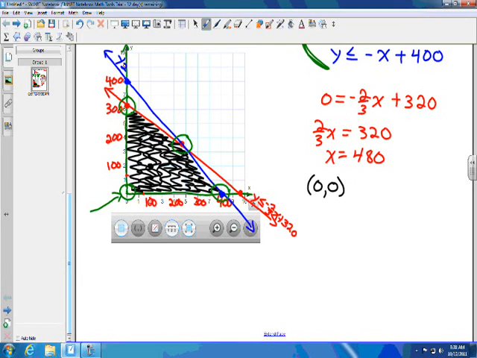We know 0, 0. What was this point? 0 what? It's not 300. 0, 320. What was this point? 400, 0. And then this point, the one in the middle. That's where you'll have to use your calculator to find out where they intersect. 240, 160.